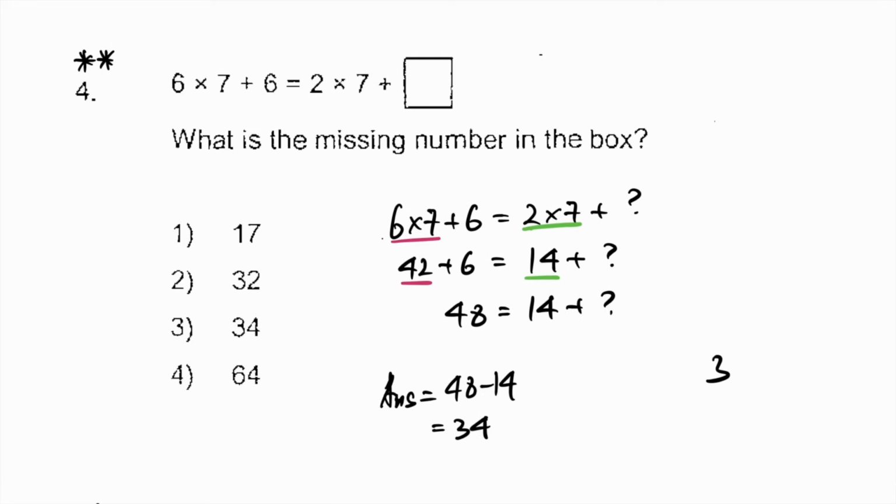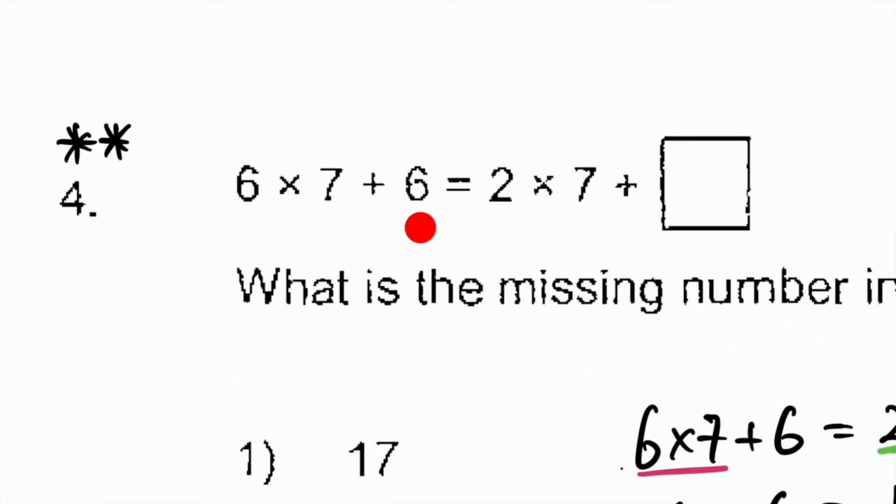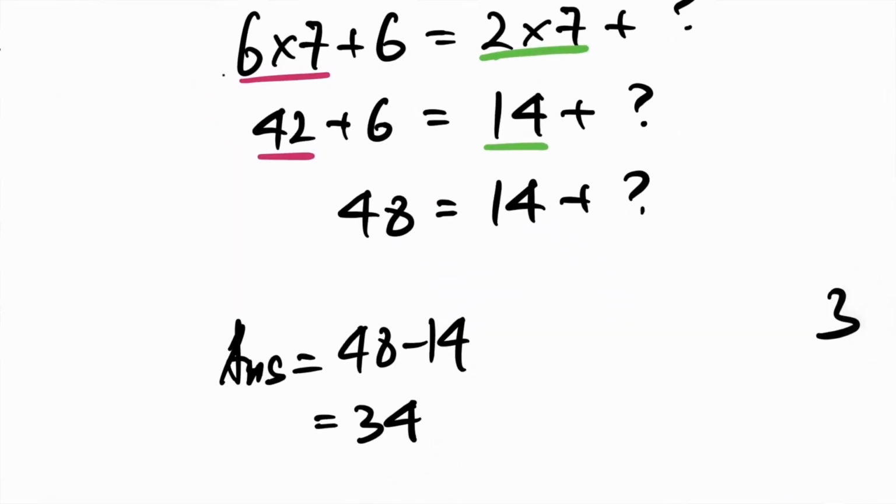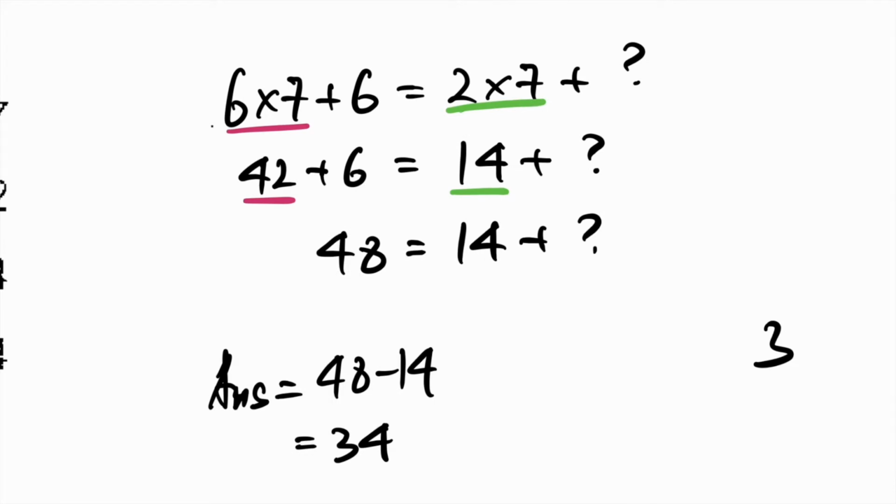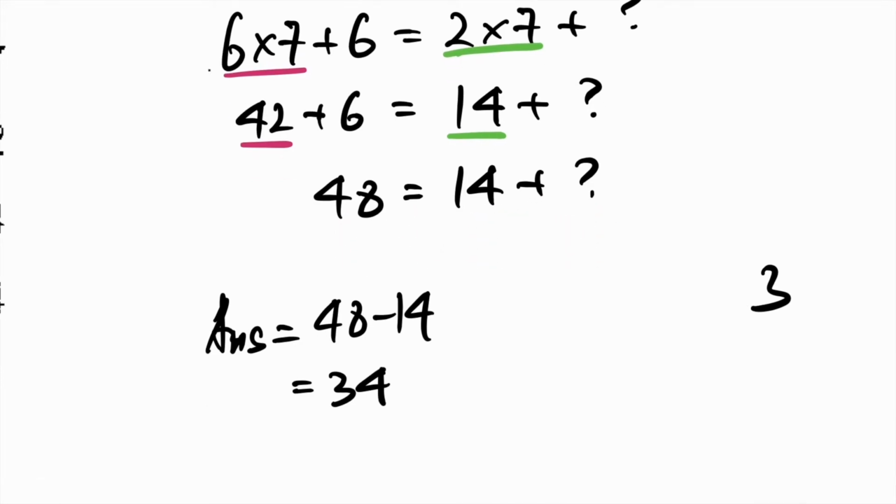Question 4, we have a level 2. What I like to do for such questions is to make this simpler to understand, and we shall use order of operations here. So there we go. 6 times 7, multiplication done first, so that's 42 plus 6. 2 times 7 is 14. We will sum this up and this gets us 48. So here 48 is equal to 14 plus an unknown. The unknown is therefore 48 minus 14 is 34.